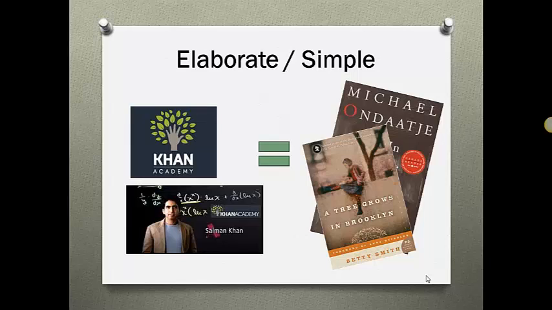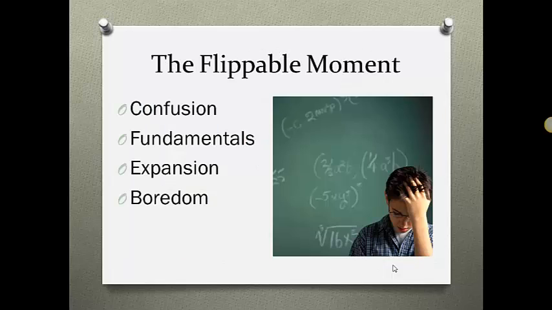Salman Khan was one of the pioneers of flipping classrooms. What started as recording tutorials for his cousins turned into a video lecture library with more than 3,000 videos on math, science, and humanities, free for everyone to access. Flipping classrooms can be as elaborate as Salman Khan and the Khan Academy, or as simple as having students read the novel at home and come prepared to discuss it in class.